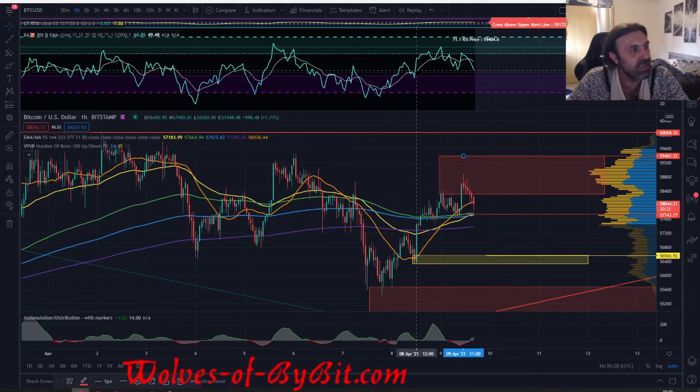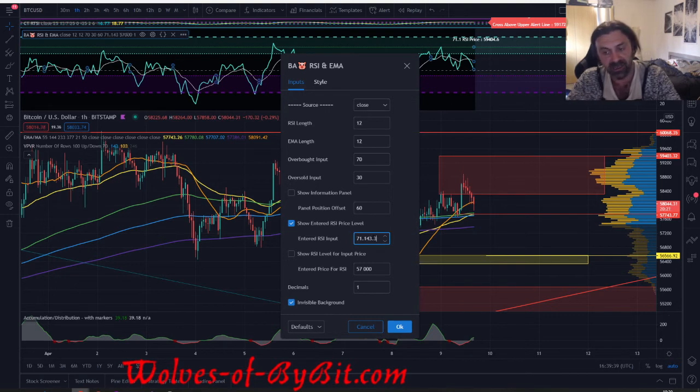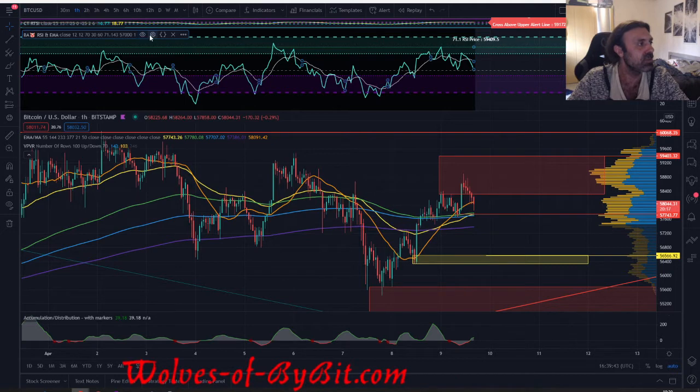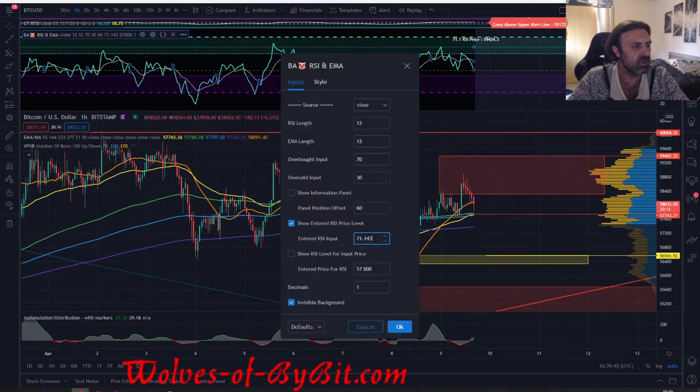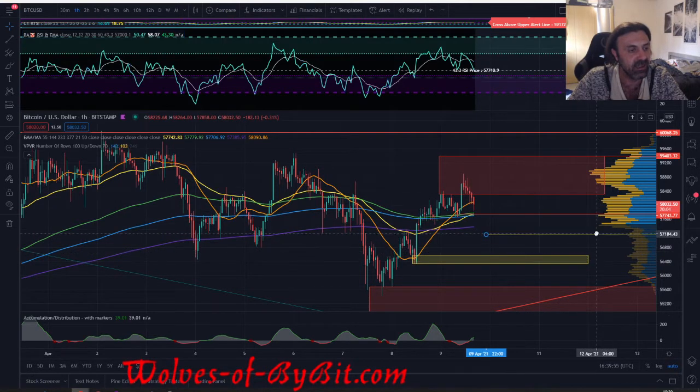So, the local low over here, that's the one we were talking about. This one is sitting on the RSI at 43.3. So let's fill that out again. 43.3, go. Okay, and this gives us 57,710.